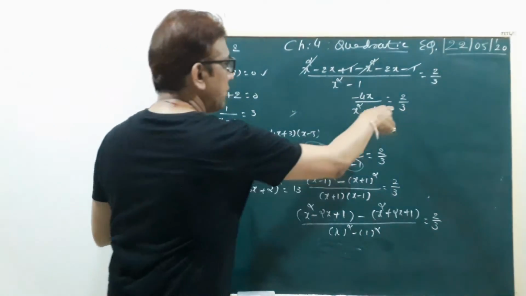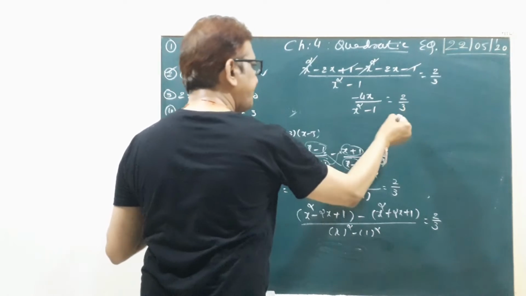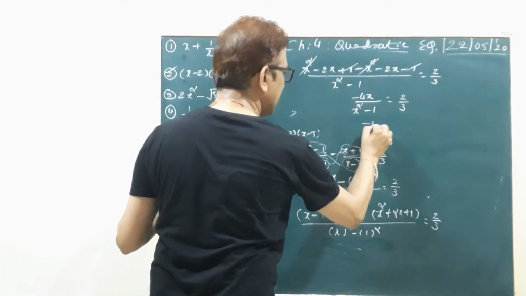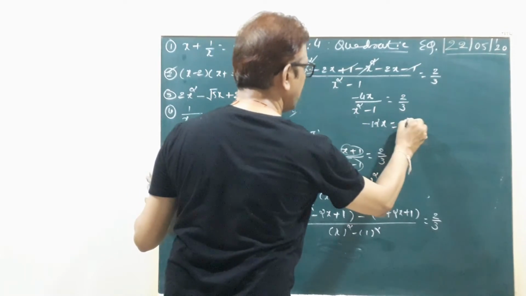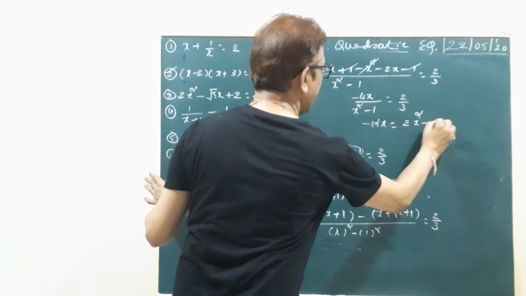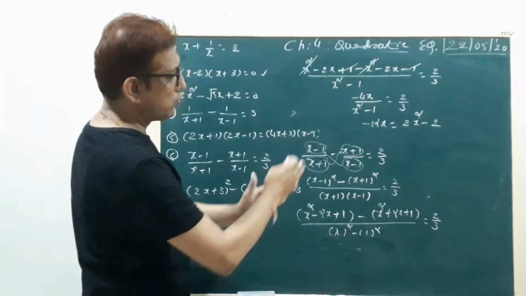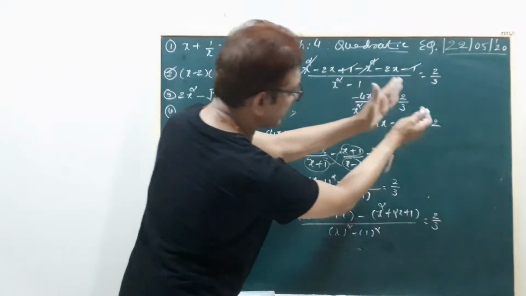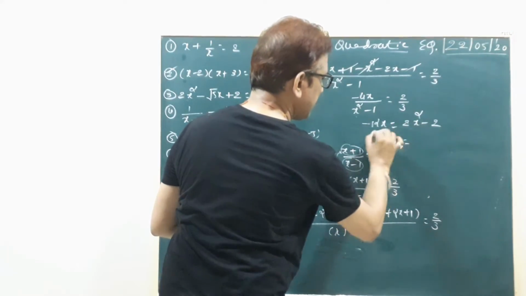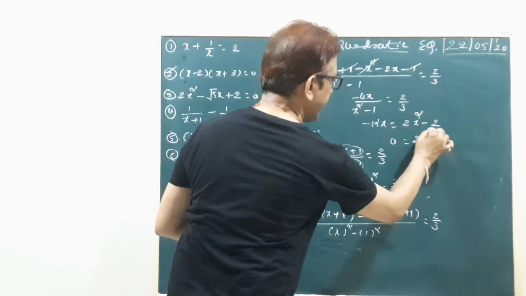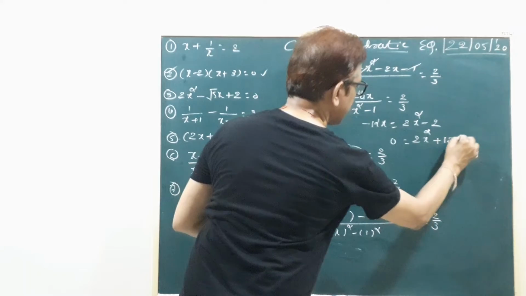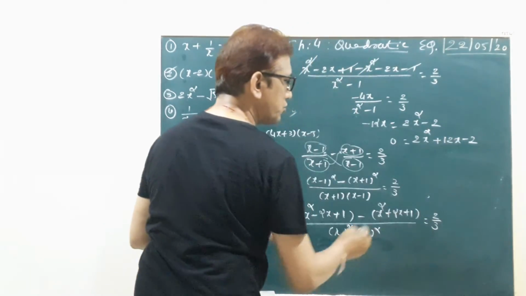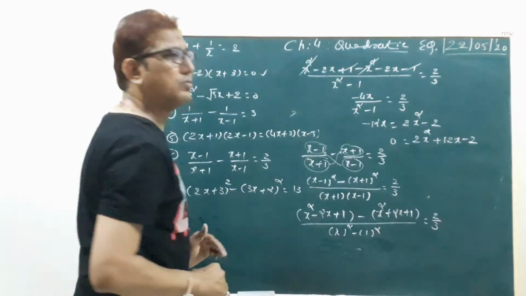Clear? Now cross multiplication. 3 4s are 12x. Now here this bracket multiplied by 2: 2x square minus 2. Now minus 12x. Now on the right side, here 0. Here first we write 2x square, then we write 12x, so positive 12x. And here minus 2. So your highest power is 2.